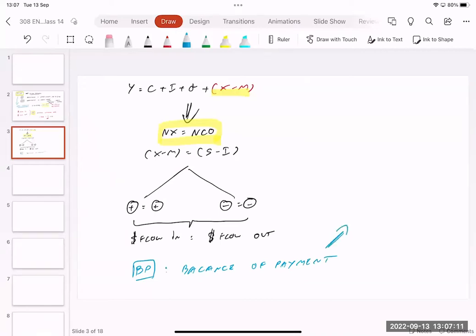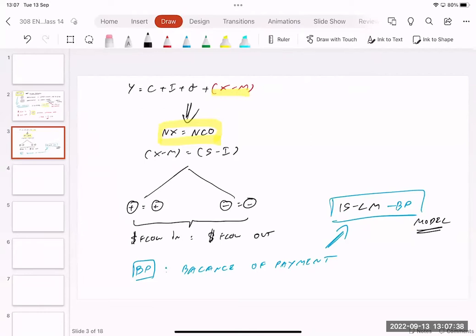And you can imagine that we're going to add this concept, the concept of the money flow in equal to the money that flows out, the concept of having the balance of payment, to the ISLM model. So we have the IS curve, we have the LM curve, and in this chapter, we're going to add BP into the model. So finally, it becomes the ISLM and BP model.